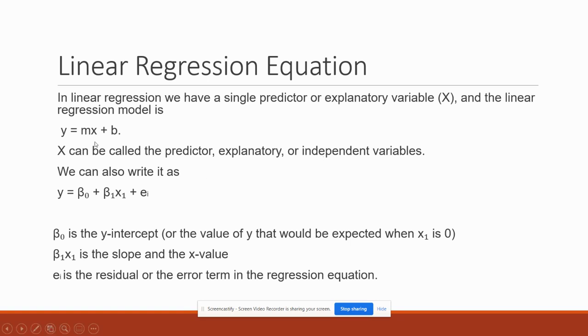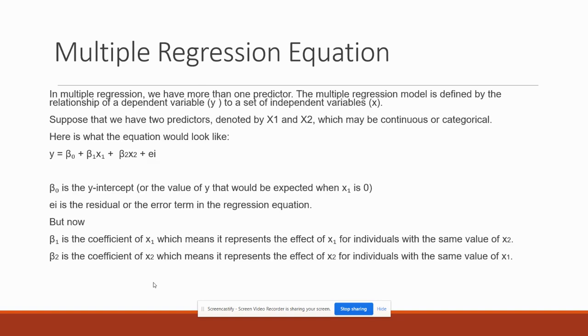So this formula y equals mx plus b, where m is the slope, x is the x value, and b is the y-intercept, can also be written as this: Y equals beta 0 plus beta 1 x1 plus ei. So this beta 0 is the y-intercept. It represents the same thing that the lowercase b up there is. Beta 1 x1 is the slope and the x value, and the ei is the residual or the error term in the regression equation.